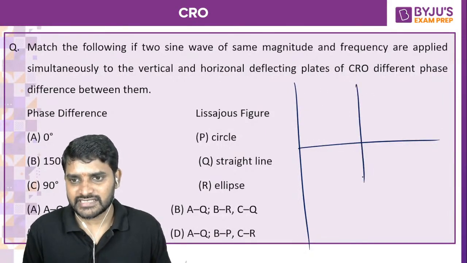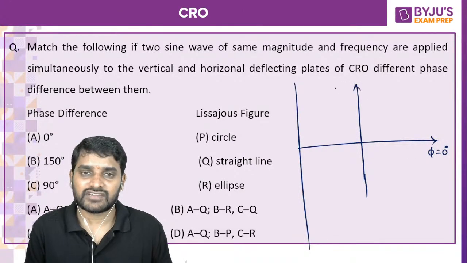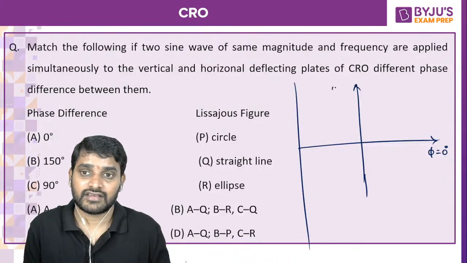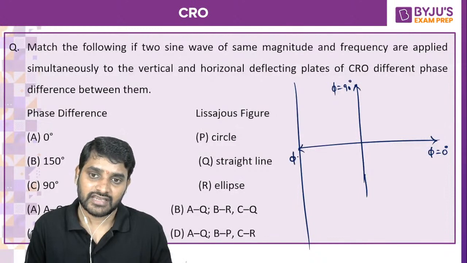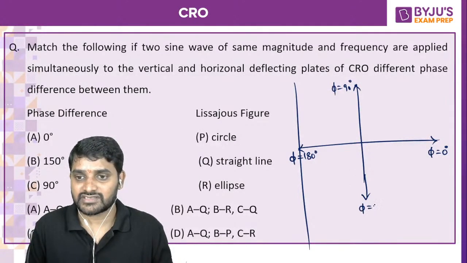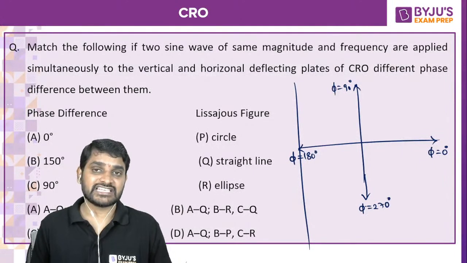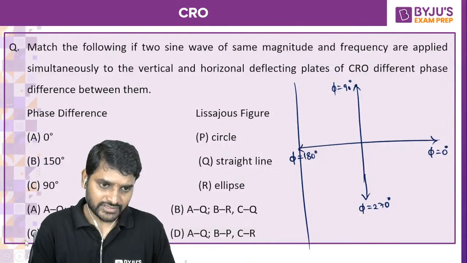Phase measurement is like this. When the angle between the two inputs is 0 degrees, what will be the image on the screen? When the angle between the two inputs is 90 degrees, what will be the image on the screen? When the angle between two inputs is 180 degrees, what will be the image? Similarly, when the angle is 270 degrees, what will be the image on the screen? So this kind of questions will be asked.